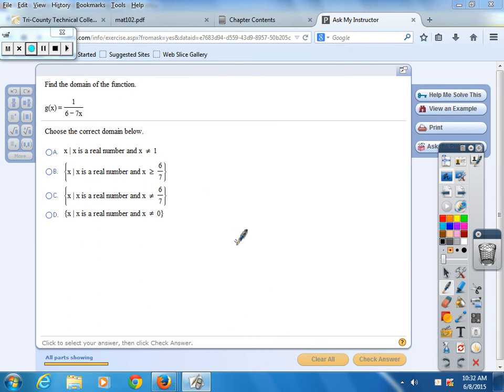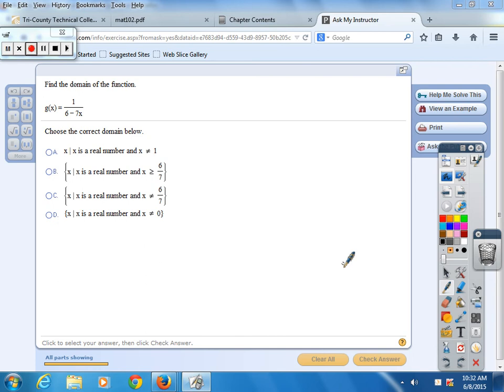Okay, let me try that again. Set the denominator equal to... that's what I heard. Let's try it again and enunciate. Set the denominator equal to 0. Now I heard that one.